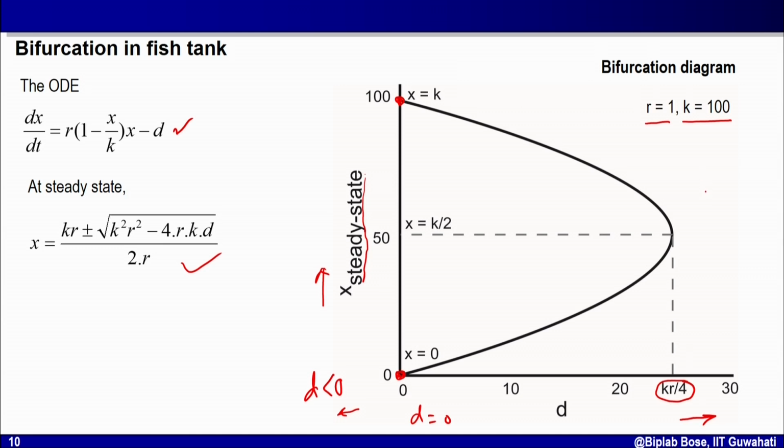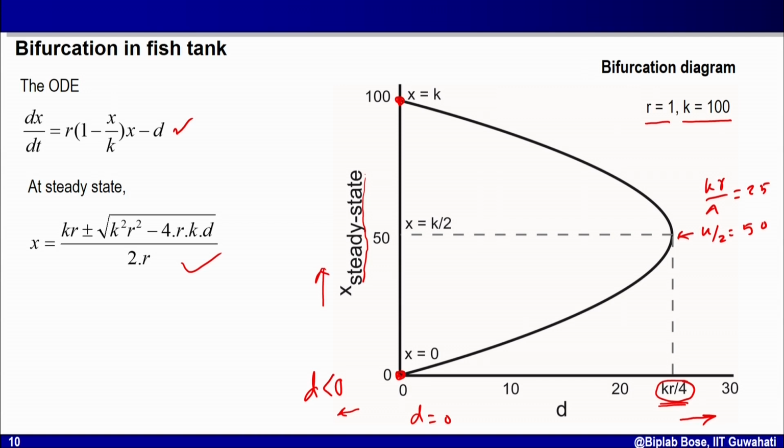So kr by 4 is nothing but 25. So when d is equal to 25, or kr by 4, I have only one solution. If you remember, just in the previous slide we have derived that. So that solution is k by 2, that is, k by 2 is equal to 50 in this case.